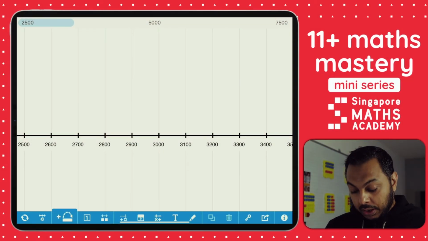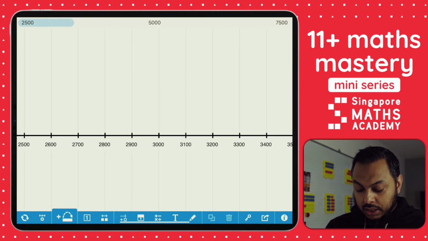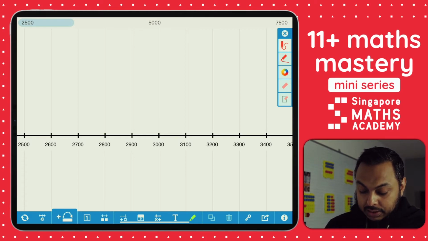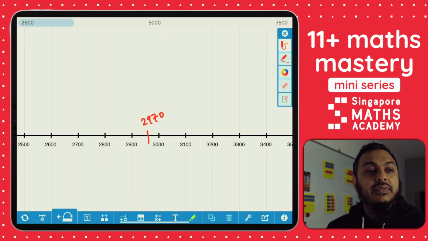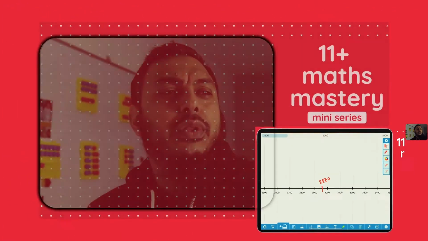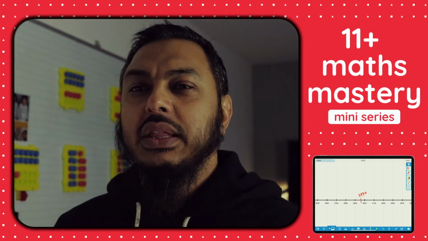So we've got a number line here. And let's say we've got a number like 2,970. We're trying to round 2,970 to the nearest 100. Okay, how are we going to do that? How do we round to the nearest 100? What do we have to think about first?